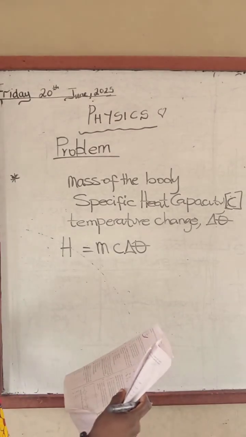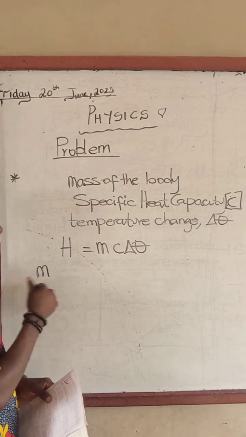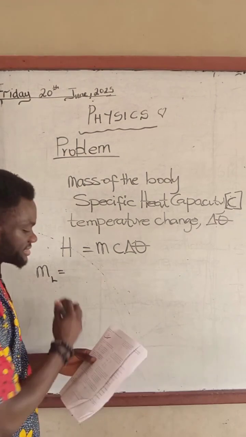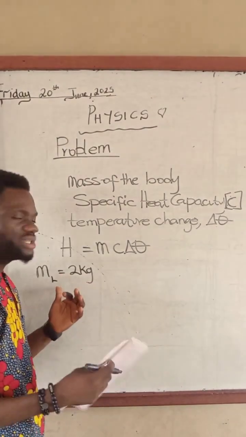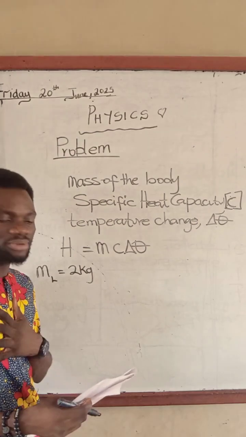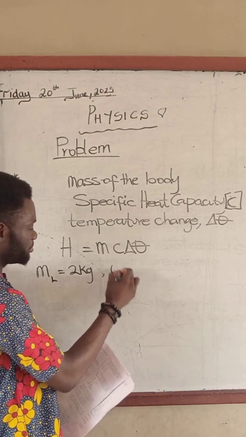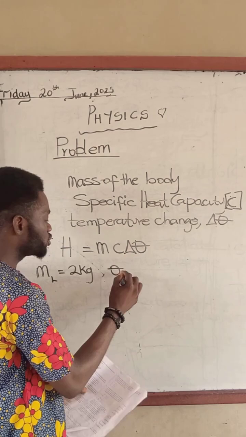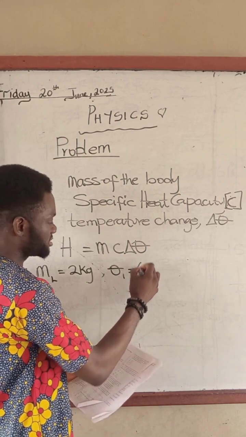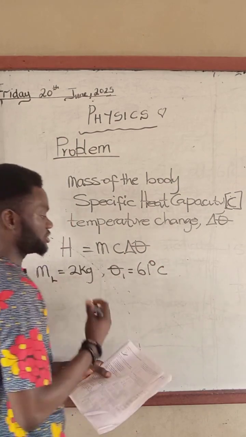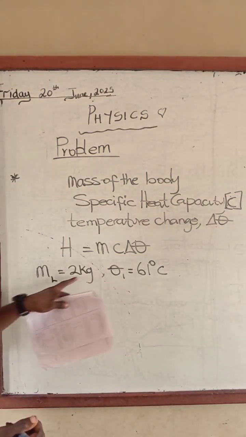It says a liquid of mass 2 kilograms. So there is a particular liquid, and the mass of that liquid is given as 2 kilograms. This liquid is at a temperature of 61 degrees Celsius. Since it's the first temperature mentioned, I'm going to call it theta 1, and I'll give it 61 degrees Celsius. This theta 1 belongs to the mass of this liquid, that is 2 kilograms.